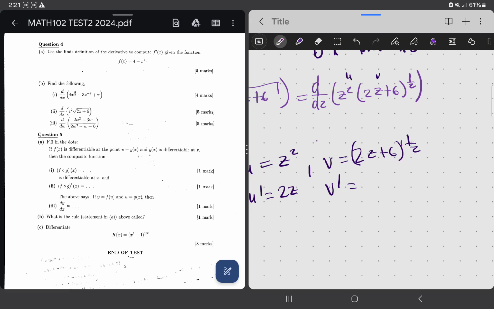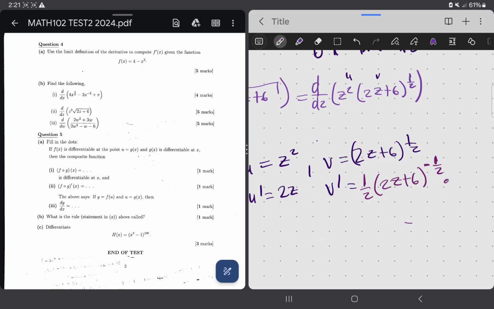So let's start with the outside. What is the power? Half. You drop it. Half. Then the inside does not change. It's still 2z plus 6. But now the power reduced by 1 is now negative half, because you say half minus 1. Here we are differentiating the outside using the power rule. Drop the power, reduce it by 1. So it's going to be half, then 2z plus 6 to the negative half, because you say open bracket 1 over 2 close bracket minus 1. You get a negative half.